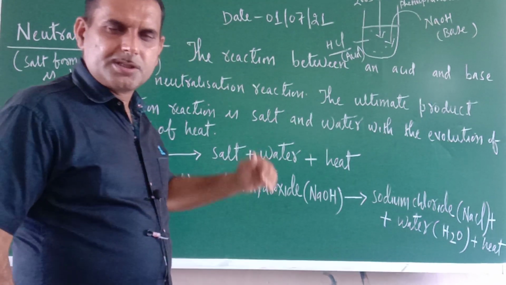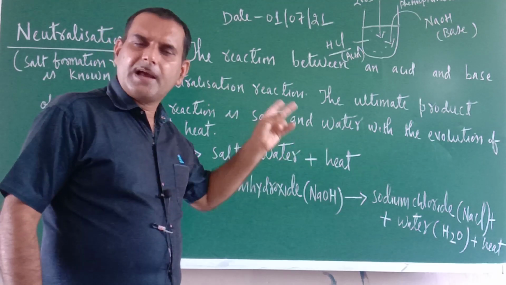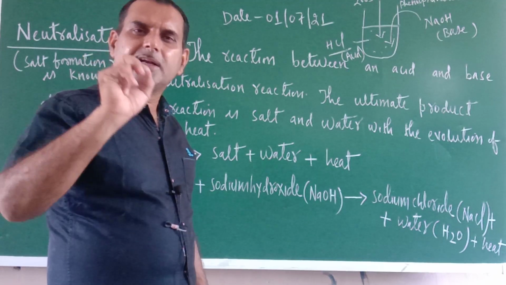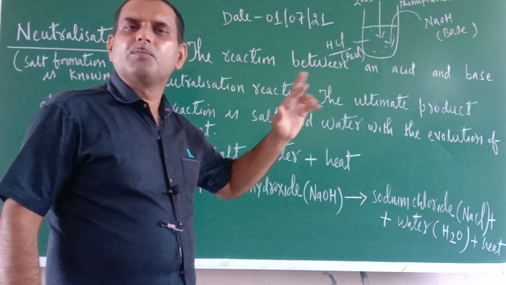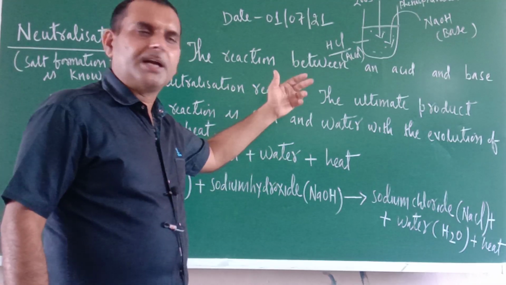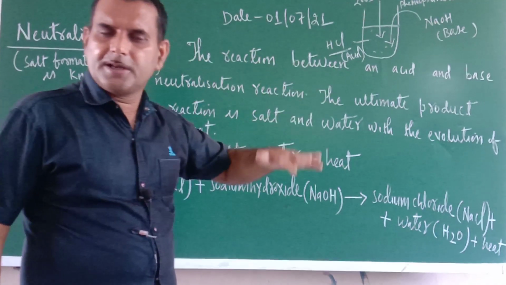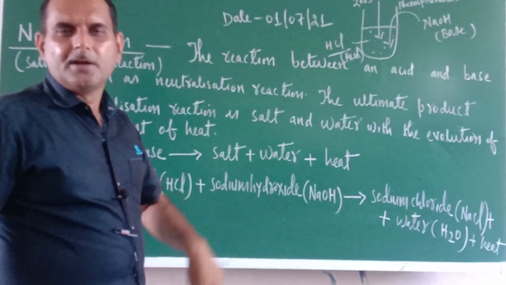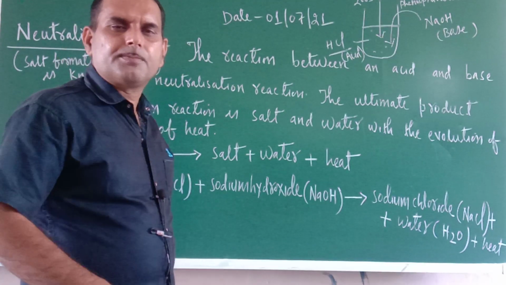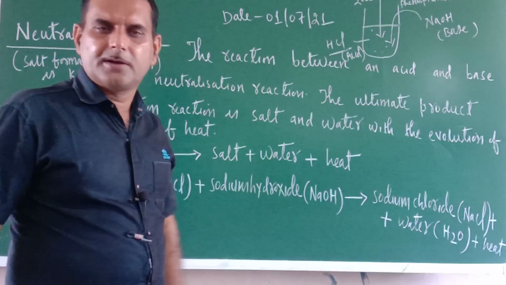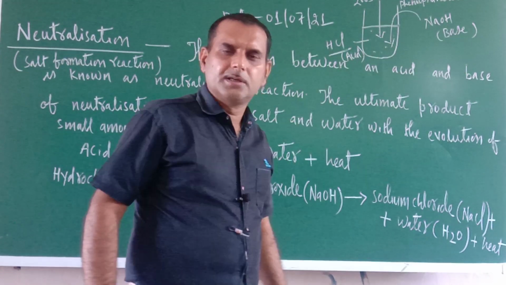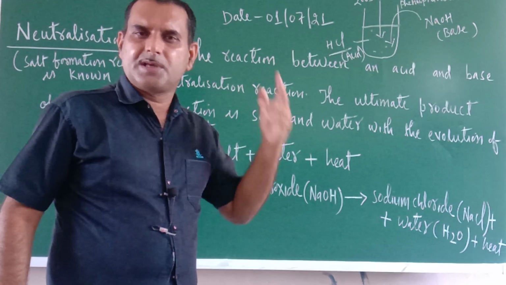The moment the amount of HCl and the amount of NaOH become equal, that is the neutralization point, and at that time only pink color will appear. The pink color appears because of the 2-3 drops of phenolphthalein which you added earlier. Once the pink color appears, stop the addition of sodium hydroxide. Again you add 1 drop of hydrochloric acid to this solution. Now the pink color will disappear.